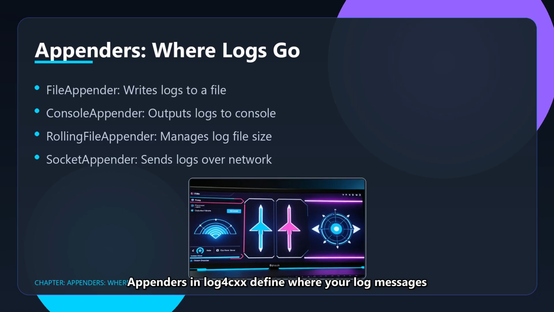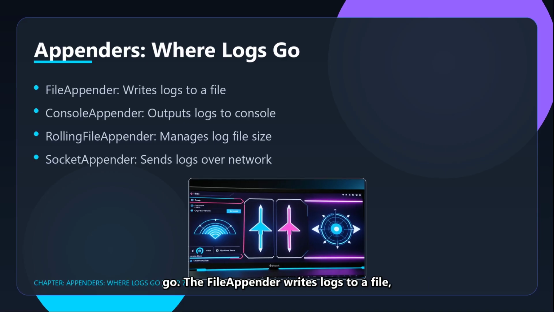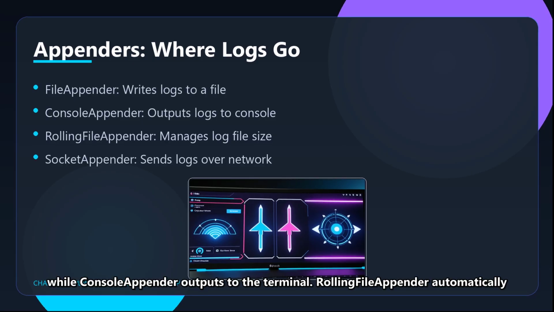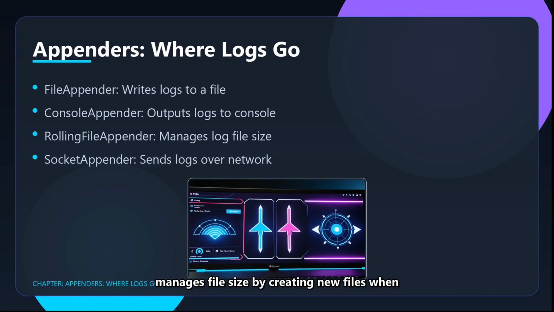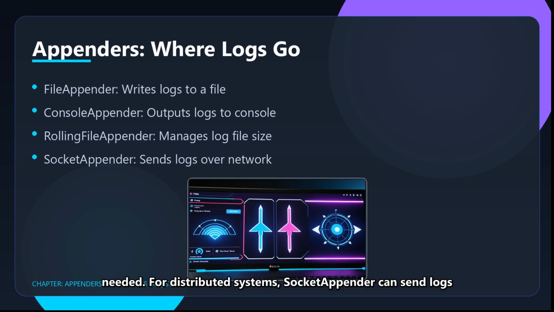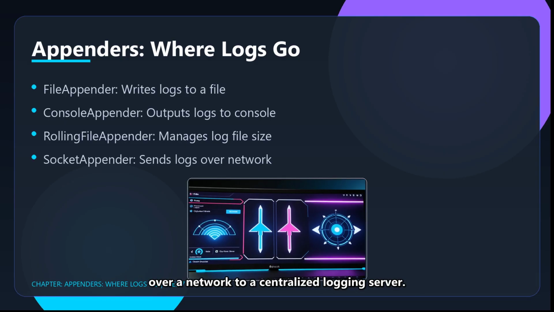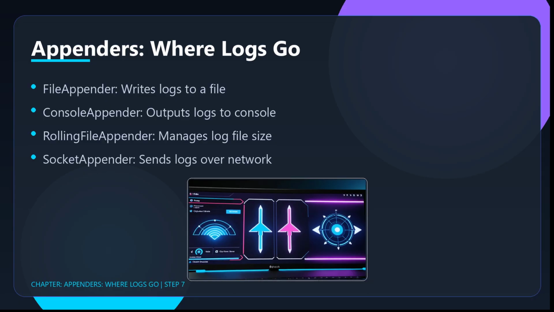Appenders in log4cxx define where your log messages go. The file appender writes logs to a file, while console appender outputs to the terminal. Rolling file appender automatically manages file size by creating new files when needed. For distributed systems, socket appender can send logs over a network to a centralized logging server.